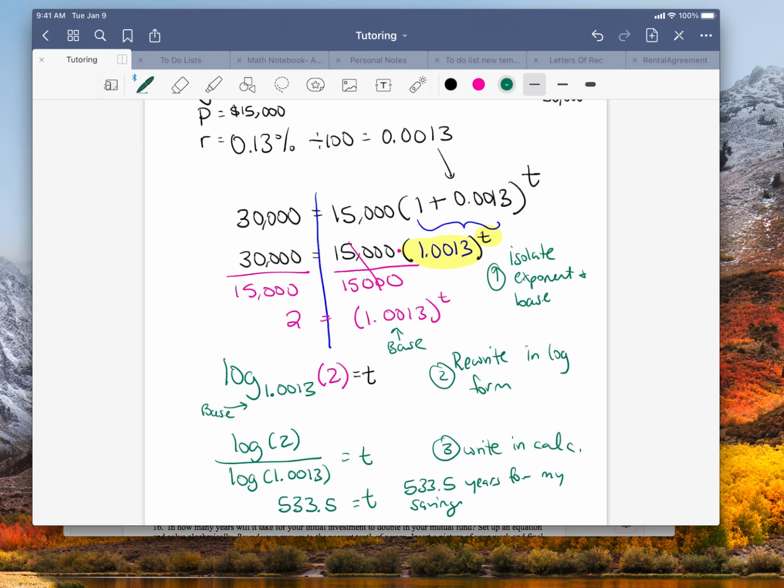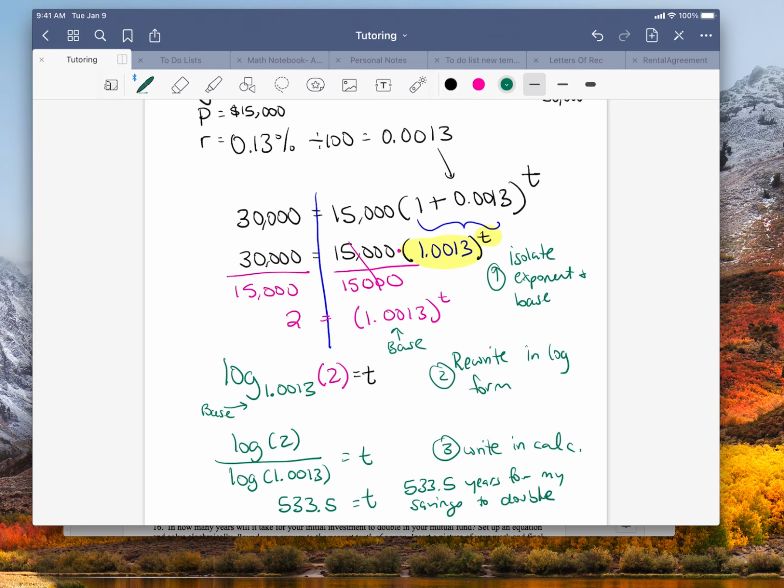Take a second and think, is that realistic? Is it possible that I can wait that long? No. So in a savings account, your money is never going to grow that fast. It's never going to grow to that much money. Because 533 years, I can't wait that long.